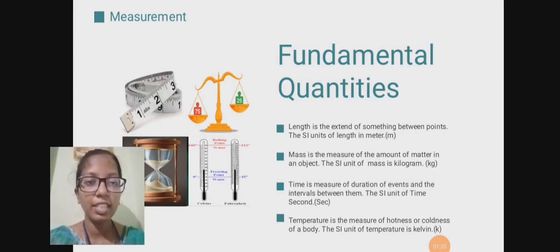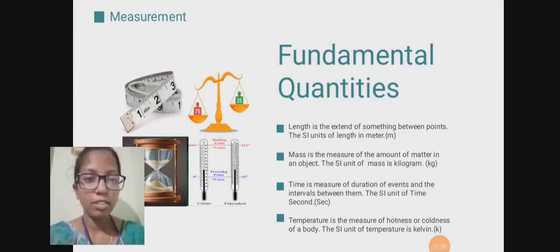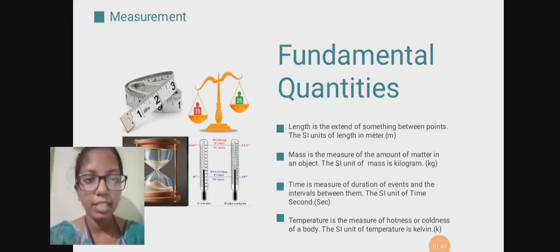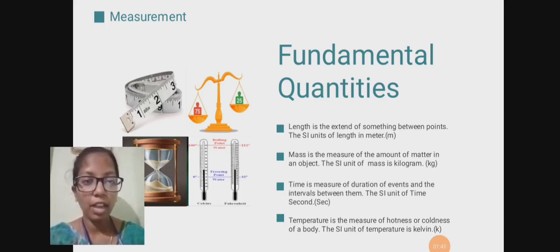Now we can see the fundamental quantities. Fundamental quantities are used to measure unknown quantities and calculate the units of things. They are length, mass, time and temperature. Length is the extent of something between two points, like measuring a road in kilometers, or measuring from one point to another point in millimeters. This is measurement.